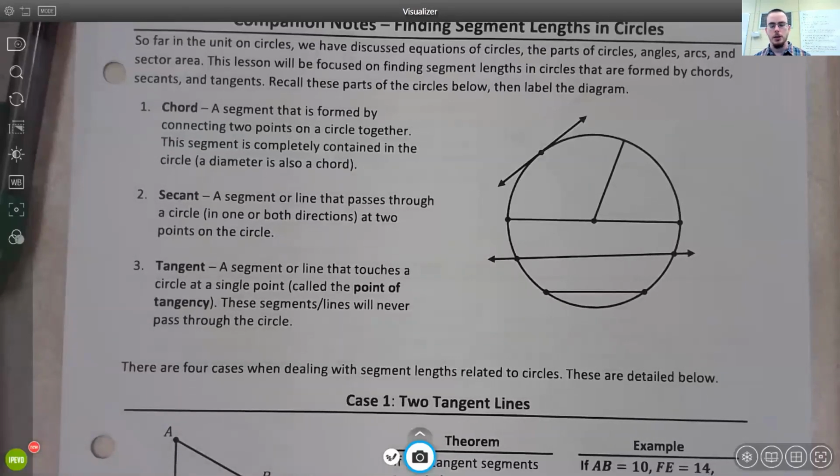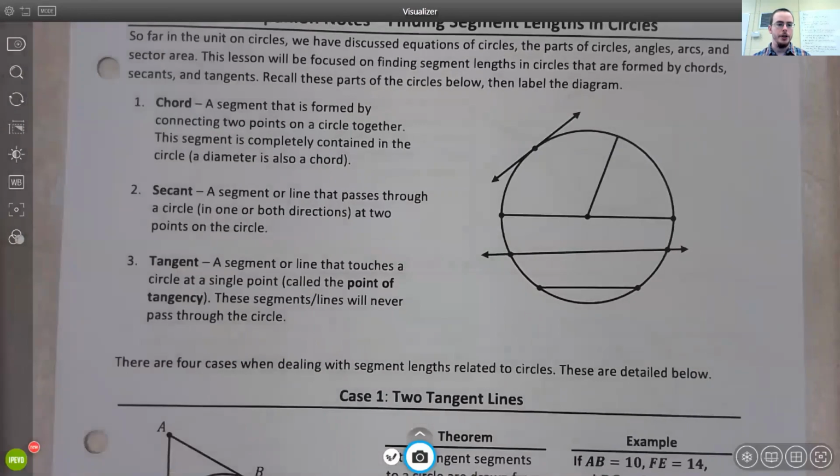I'm here with an instructional video on finding segment lengths in circles. So before we start, I'm going to just remind you briefly about the three different types of segments we're going to be talking about today.